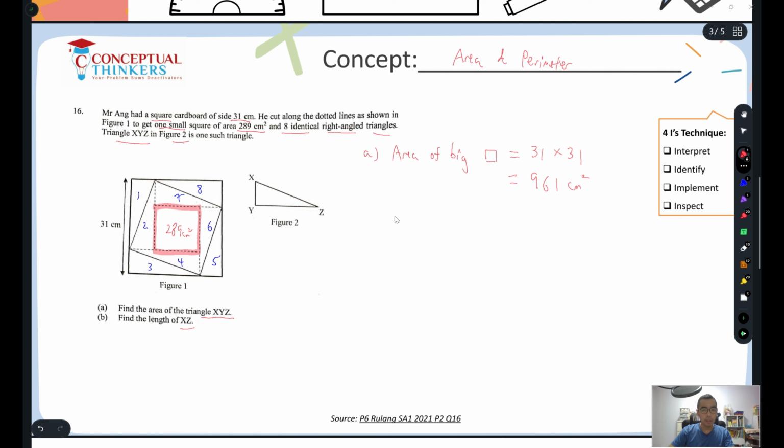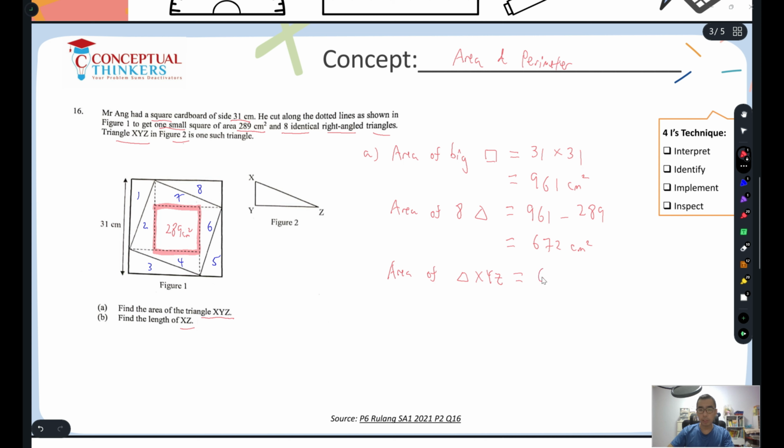Okay, then next I will be finding the area of 8 triangles. So I will take the area of the big square minus away the area of the small square, 289. So this will give me 672 cm square. Okay, from this I can find the area of triangle XYZ.